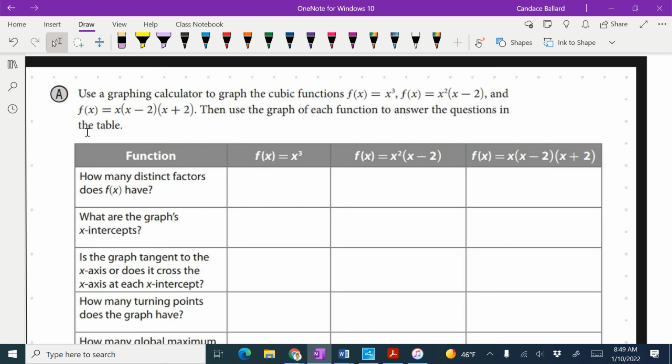So what they mean about distinct factors, okay, is meaning that it's different. How many different factors does it have? In x cubed, there is one distinct factor. It's x, okay? Because it's got x 3 times, right? If I were to expand that, it would be x times x times x. All right? Looking at the second one, we have x squared times x minus 2, right? That's what x squared means. But as far as distinct factors, ones that are different, there's the x and there's the x minus 2. So there are 2 distinct factors there.